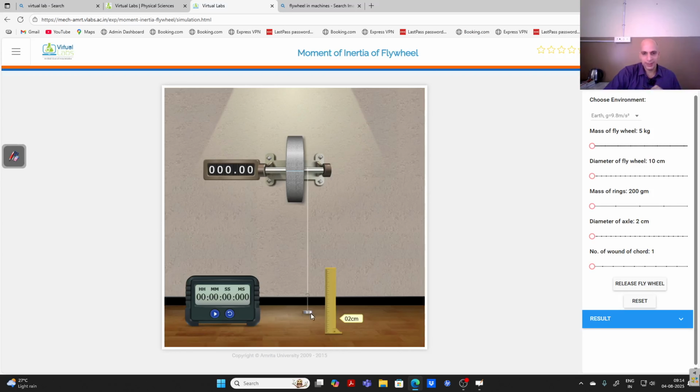Now this is the mass that we are going to place at this end of the thread. So you will take a thread and place the mass.